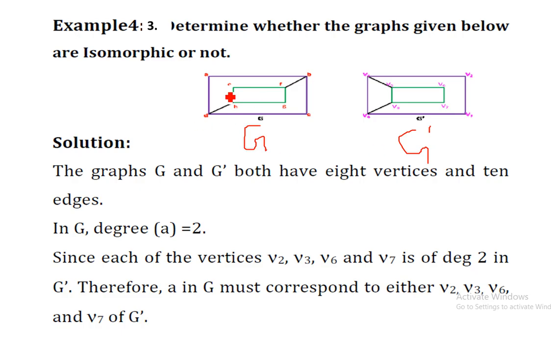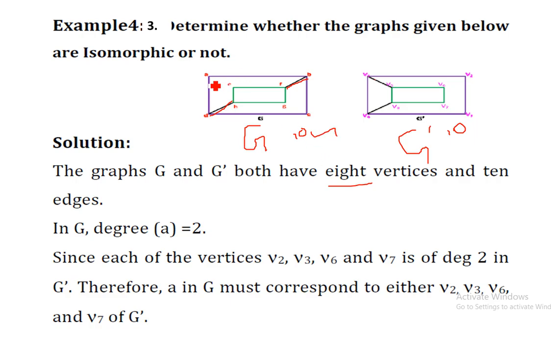Check the number of vertices. 4 vertices, inside the box also 4 vertices, so 8 vertices. Here also 4 plus 4, 8 vertices, right? Number of edges: 1, 2, 3, 4, 5, 6, 7, 8, and this black line is also 1 edge, so 9 and 10 edges in graph G. Check graph G dash: 1, 2, 3, 4, 5, 6, 7, 8, 9, 10 edges in G dash. So no issue about edges also, right?